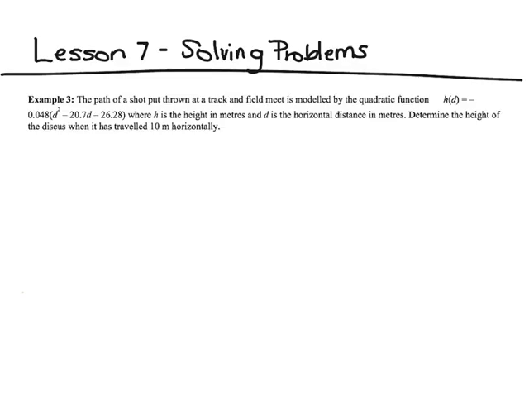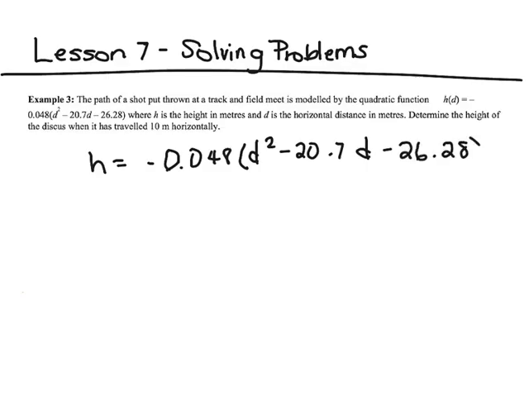Okay, the last one is a cubic. The path of a shot put thrown at a track and field meet is modeled by the function, where h is the height in meters and d is the horizontal distance in meters. Determine the height of the discus when it has traveled 10 meters horizontally. It's supposed to say the height of the shot put. So we have h is equal to negative 0.048 bracket d squared minus 20.7d minus 26.28.